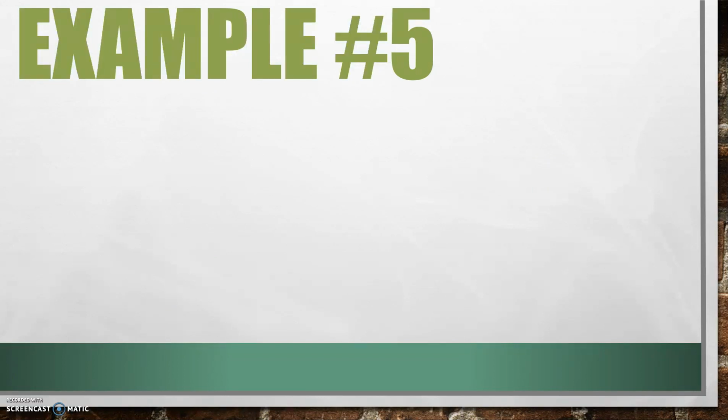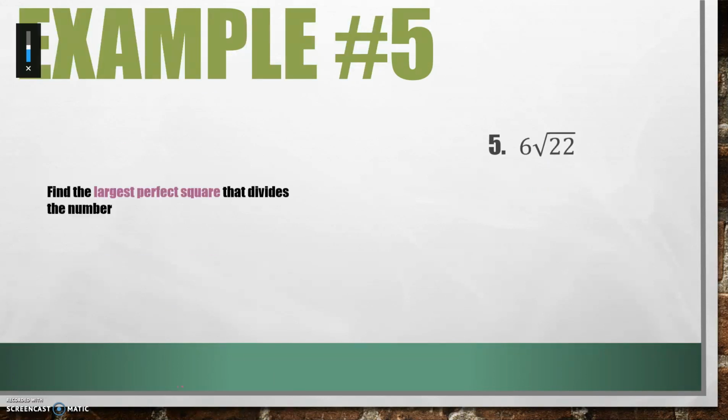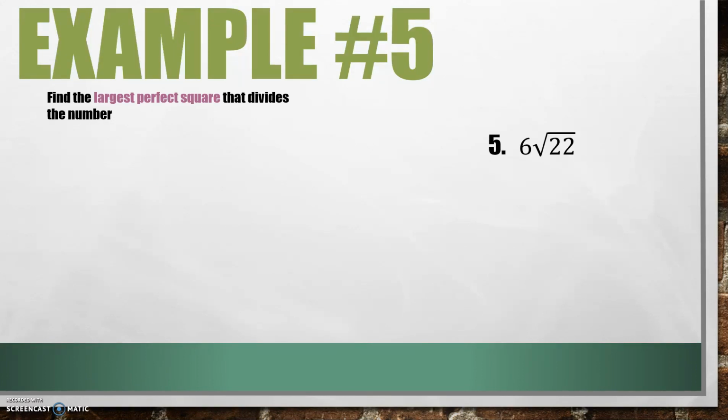All right, on to our next one here. I have 6 times the square root of 22. We're trying to find the largest perfect square that's going to divide into that number. So starting with the next number down would be 16. 22 divided by 16 is a decimal. Moving down to the next number would be 9. 22 divided by 9 is a decimal, followed by 4. Again, it's still a decimal.